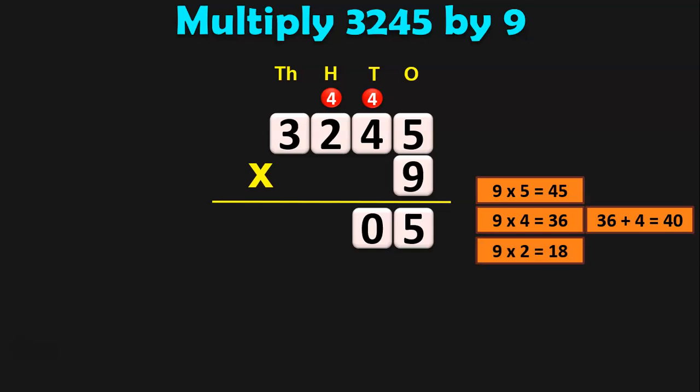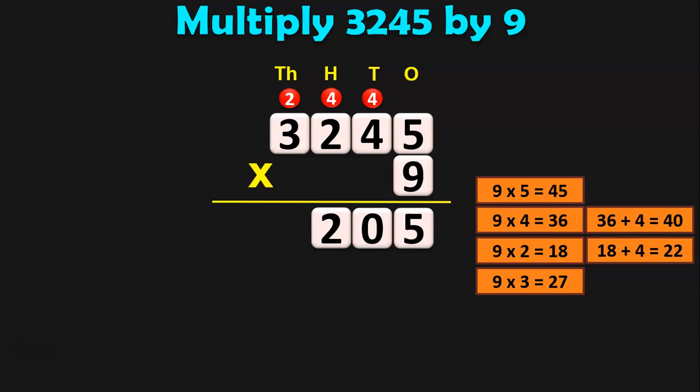Next, 9 into 2 in the hundreds place is 18. Now we have to add that 4 which you carried over. 18 plus 4 will give you 22. So you have 22 hundreds now. That is nothing but 2,200. So retain the 200 in the hundreds place and take the 2,000s as a carryover to the thousands place.